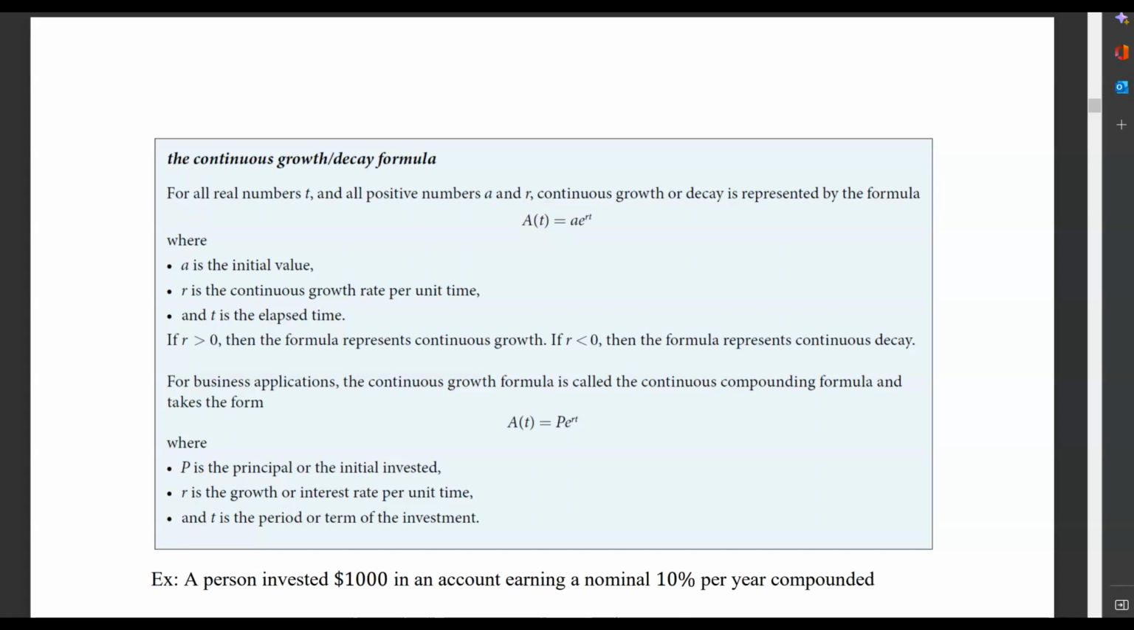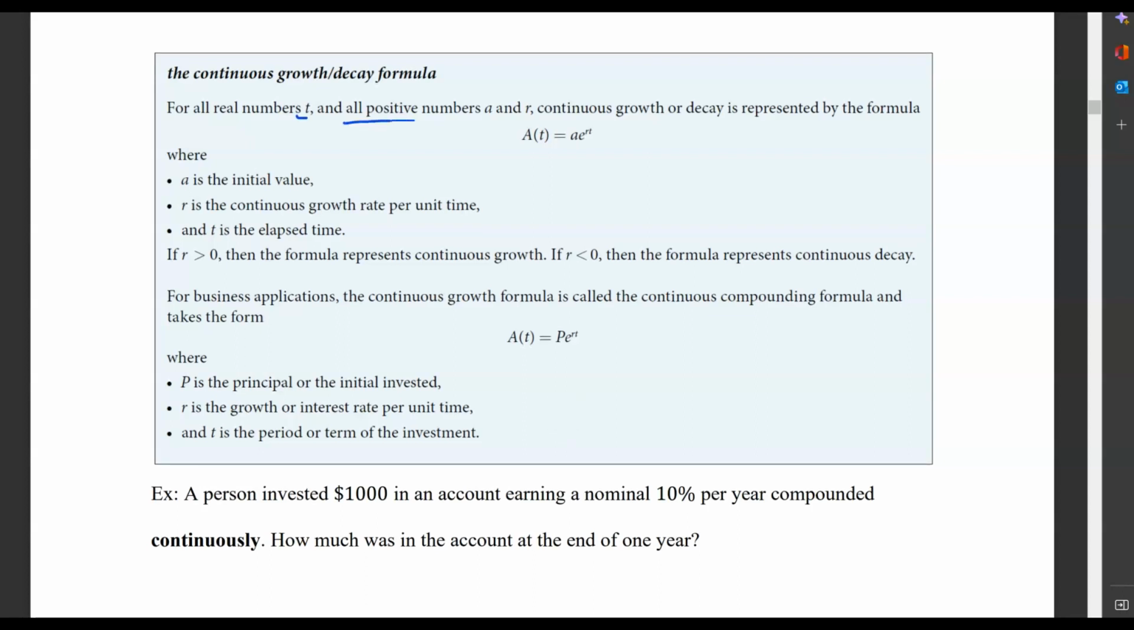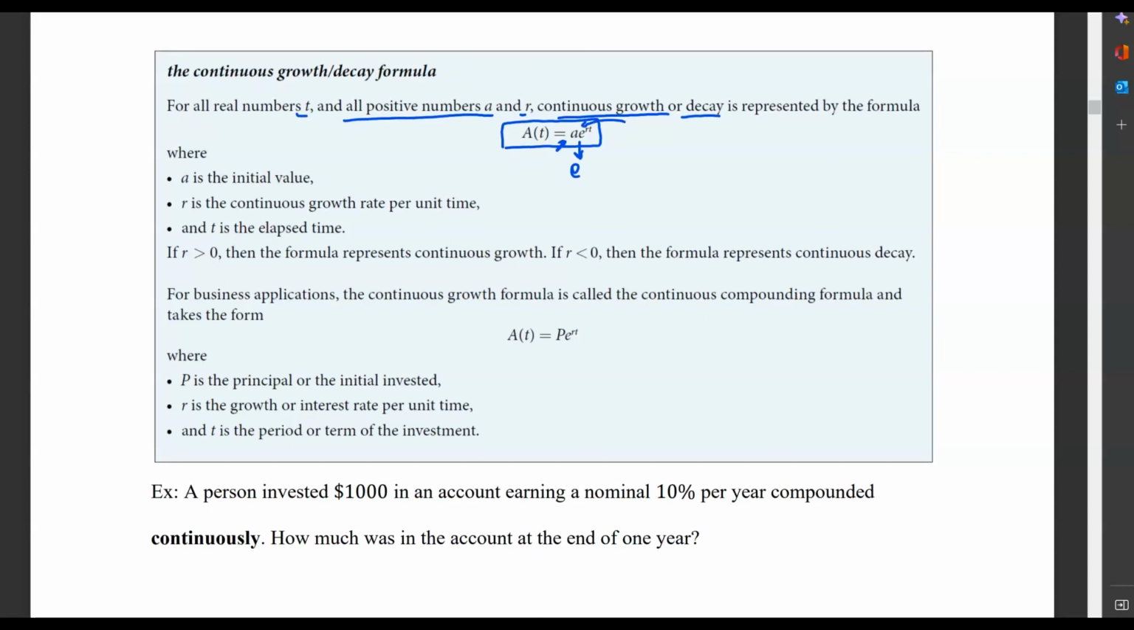All right, in this video, we're going to be talking about the continuous growth and decay formula. For all real numbers t, and all positive numbers A and r, continuous growth or decay is represented by the following formula. So this right here, this is the formula we're going to be using. Notice we are using the special letter e, Euler's number. Here's our A that goes in the front and our r, which is our rate right there.